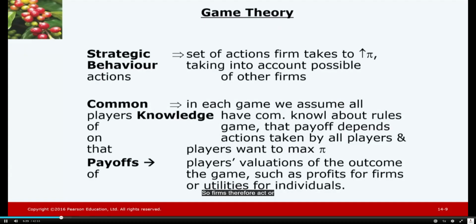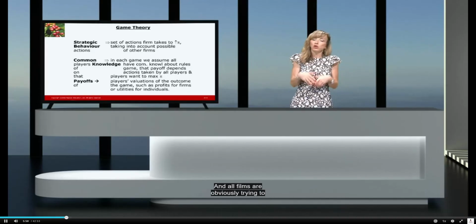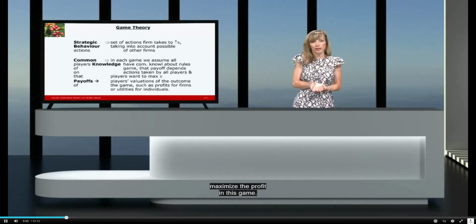So firms, therefore, act, or rivals engage in strategic behavior, a set of actions that they take to increase their profits, taking into account what other firms are going to do. Players have knowledge about the rules and the different payoffs. If your rival does the following, what are the likely consequences for you? And all firms are obviously trying to maximize their profit in this game.